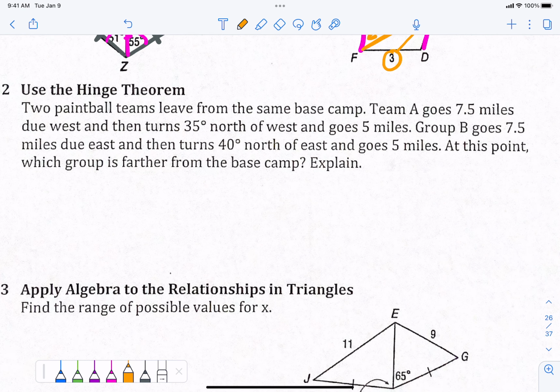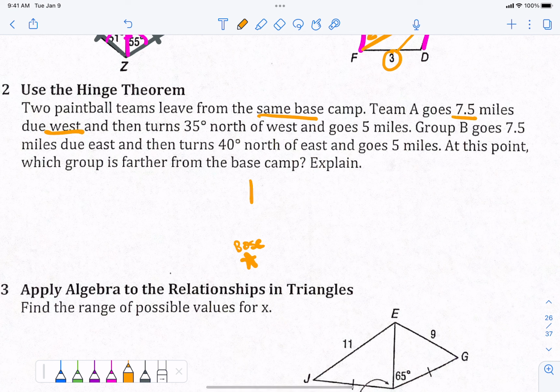Okay, example 2. I really like this question because there's kind of a trick to it. Two paintball teams are leaving the same base camp. I'm going to say base camp is here. This is the base camp. Team A is going 7.5 miles west.